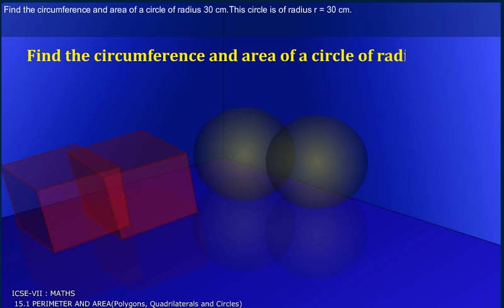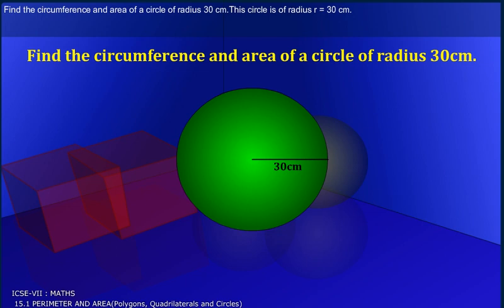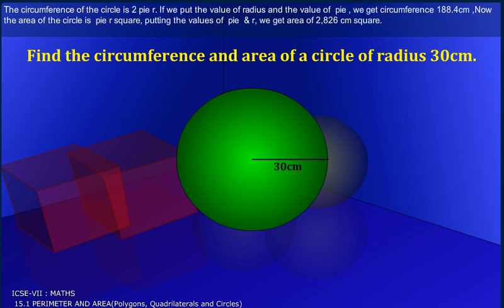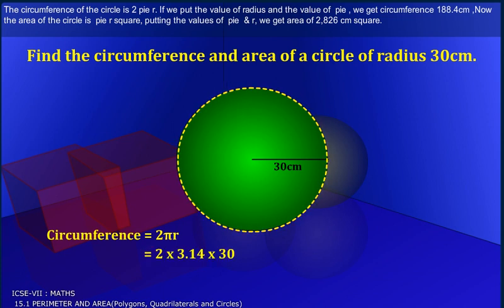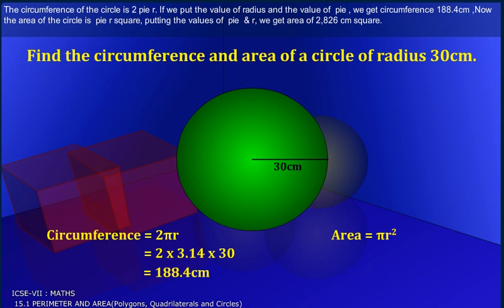Find the circumference and area of a circle of radius 30 cm. This circle is of radius r is equal to 30 cm. The circumference of the circle is 2 pi r. If we put the value of the radius and the value of pi, we get circumference 188.4 cm. Now the area of the circle is pi r square. Putting the values of pi and r, we get an area of 2826 cm square.